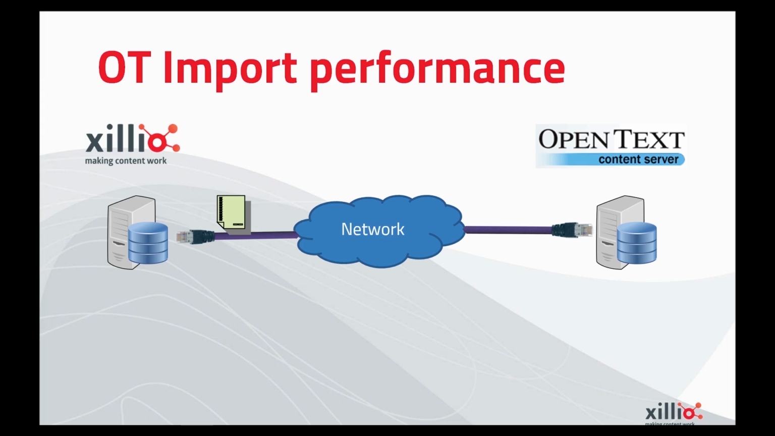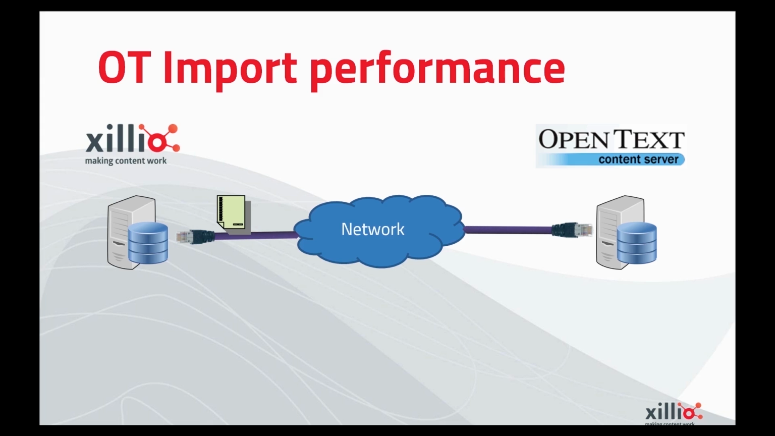So far, you've seen how we've modeled the migration process, what APIs we have used, and what functionality we have implemented. But we have also focused on improving the OpenText import performance. We have started with one OpenText Content Server and one server to run Xillio. So, at the beginning, we built the OpenText importer as a single-threaded application where only one request was sent from Xillio to the OpenText Content Server at a time. The request traveled through the communication channel to the OpenText Content Server. The Content Server was processing the request and sending the result back to Xillio.